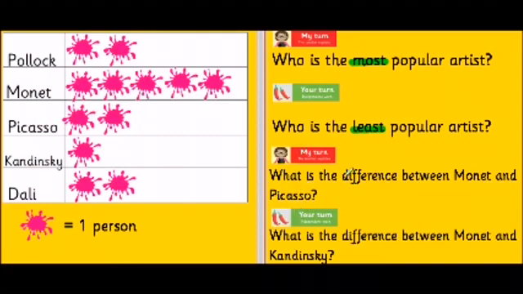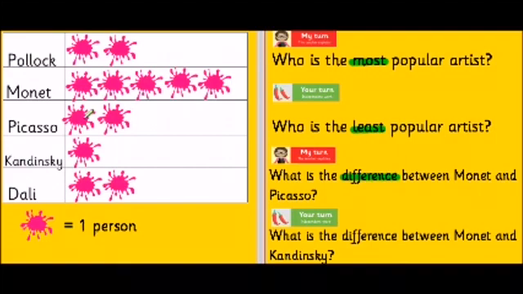Okay, so let's have another my turn question. What is the difference between Monet and Picasso? Now, these are always really tricky questions, and you can think lots of differences between Monet and Picasso. One was French, one was Spanish. But that's not what we're thinking. We're thinking in terms of our information, our chart. And so if we have a look at Monet, we can see that he had 5 votes and Picasso only had 2. Now at the beginning, they're both the same. 1 person and 1 person.